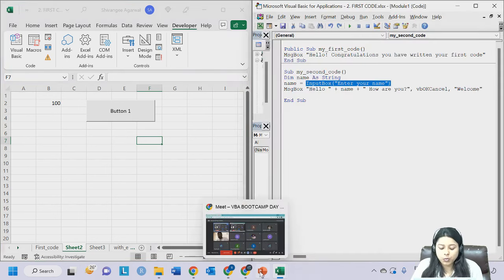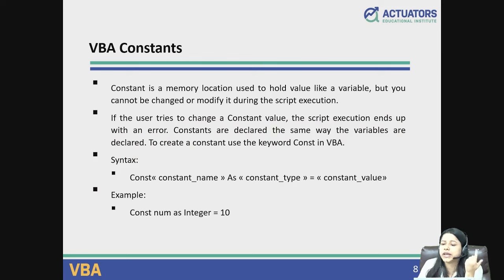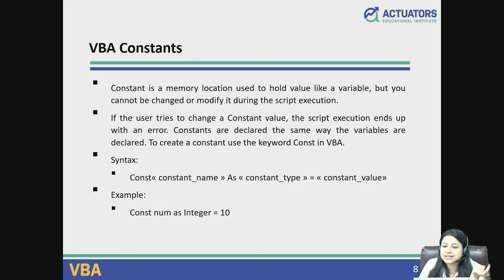What is the difference? Please see. A constant is a memory location. It will hold a value like a variable, but it cannot change its value, right? So how to declare it? You have to write the word C-O-N-S-T, const. Let me just zoom this. Just like you use dim over here, similarly we have const, the name of the constant, for example name, num, anything, x, y, z, as whatever the type. The type can be any data type which we have seen, byte, integer, decimal, or anything, equal to 10, whatever value you want to assign it. Clear? Right? We'll be using this.